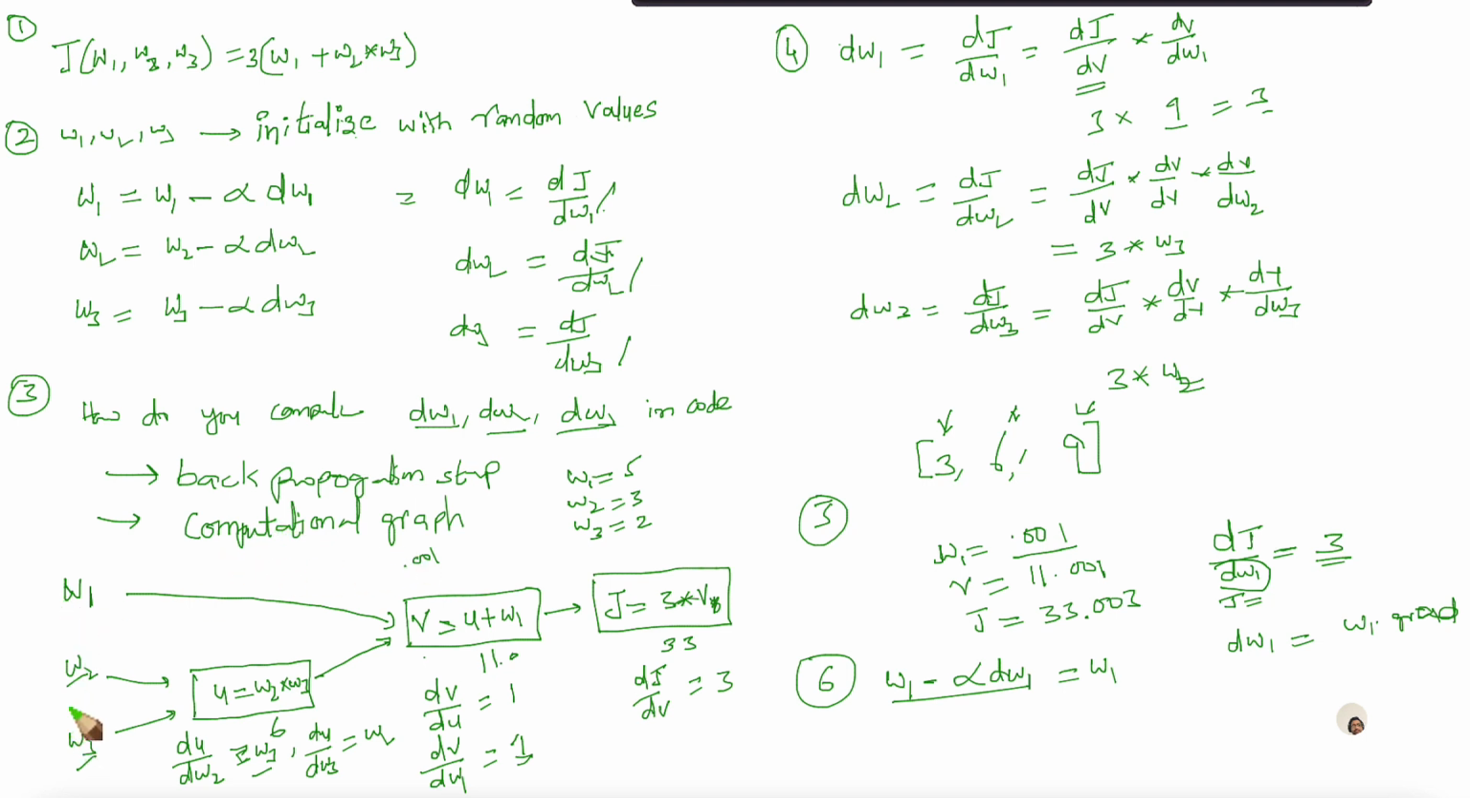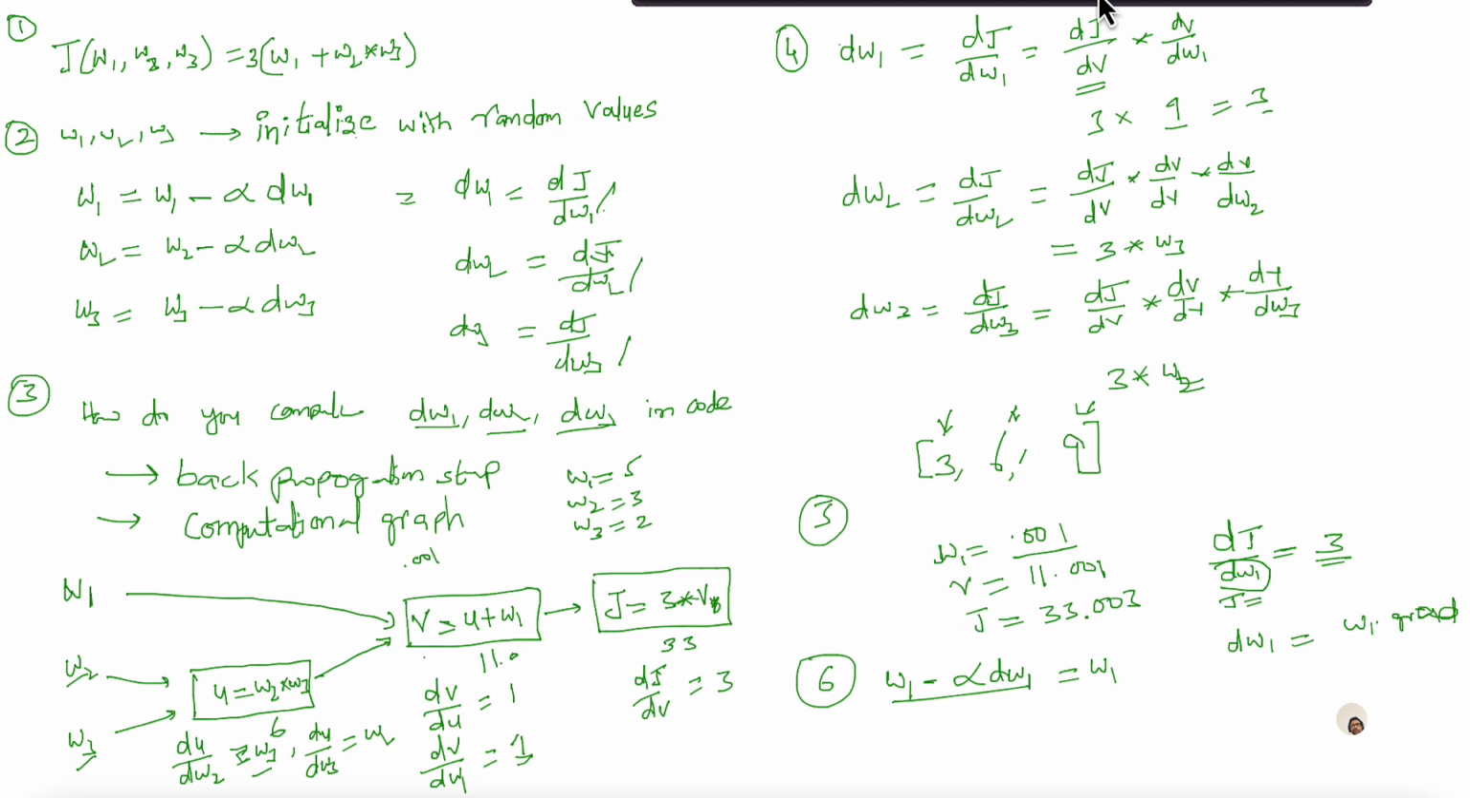How the code does this internally is using what is known as a computational graph. This is an example computational graph for this particular cost function, where you have w1, w2, w3, and intermediately we have u and v. You can compute the derivatives of intermediate values, and using the chain rule you can compute dw1, dw2 and dw3.